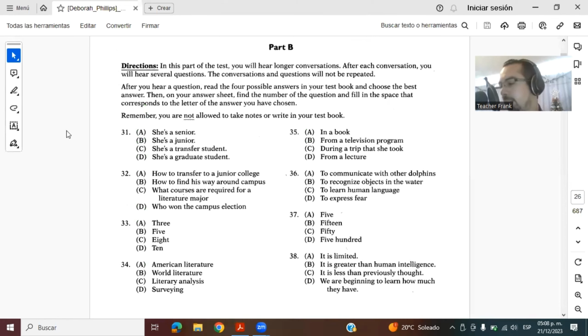Okay, in part B, number 31 is A. Number 32 is C. 33 is also C. And 34 is also C. Okay, 35 is D. 36 is B. 37 is C. And 38 is D. Okay, and that would conclude part B. Okay, now let's go with part C.